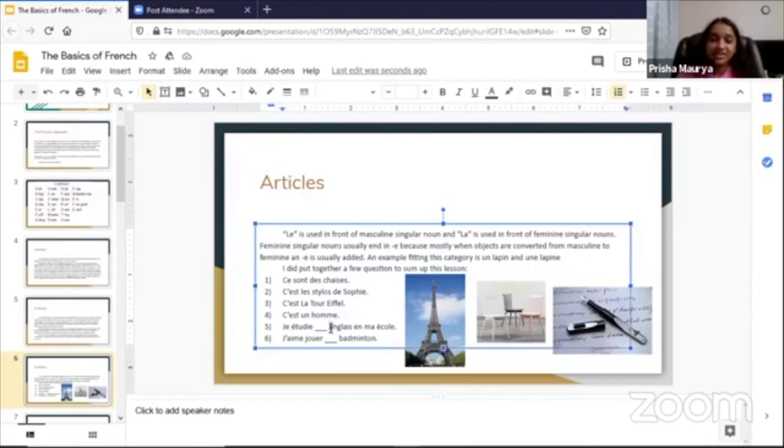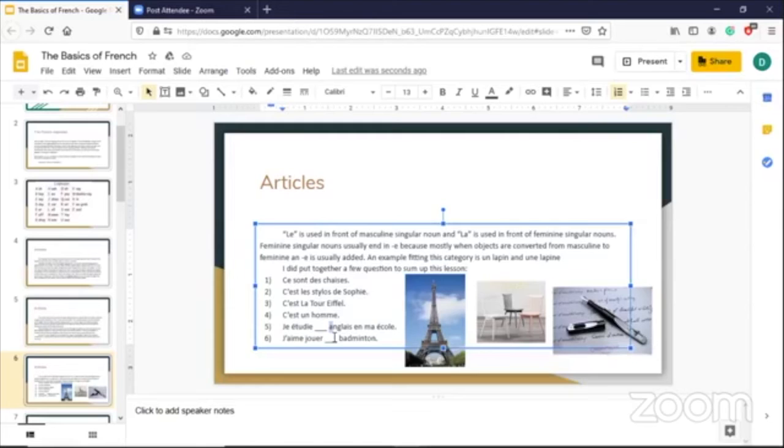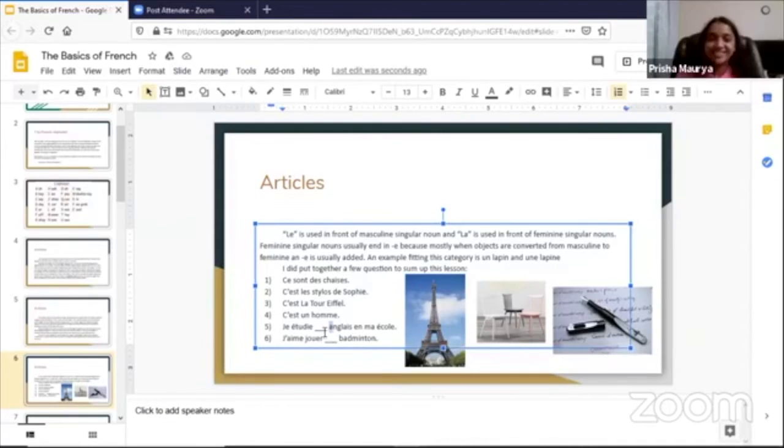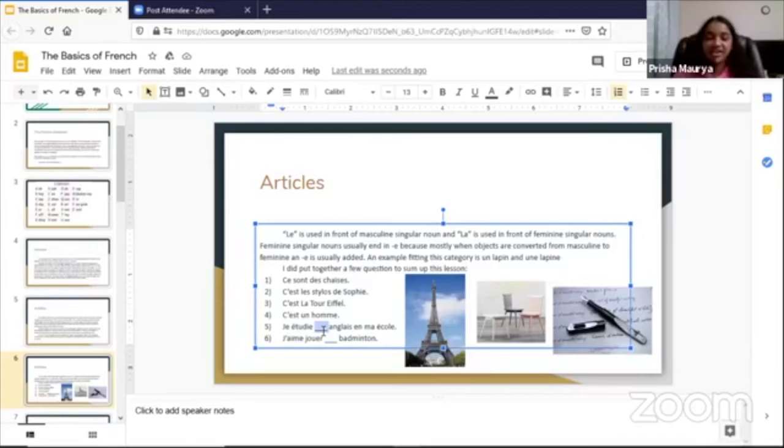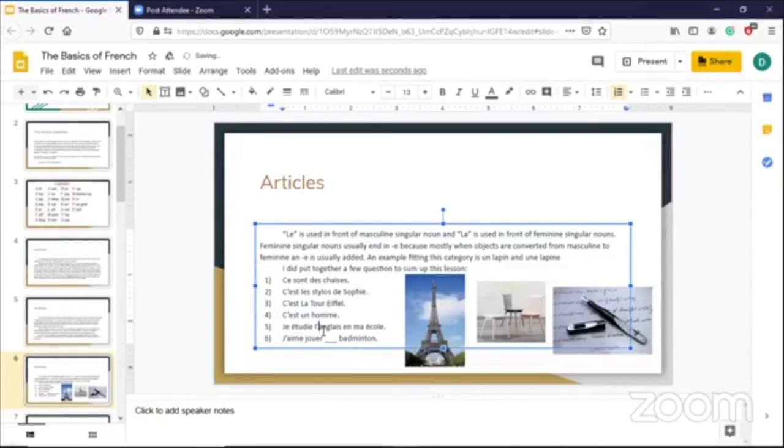Okay. So because this has the A at the beginning, it's vowel, l and apostrophe, because you can't say le anglais. It's really hard to pronounce. So they just switch it to l'anglais to make it easier to pronounce, and you can use it in a faster way.